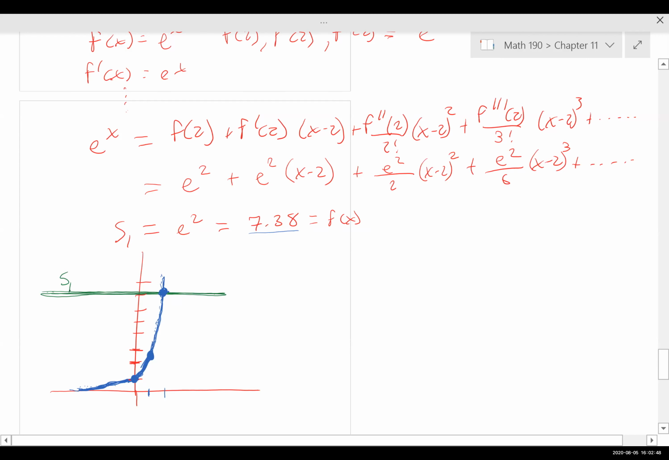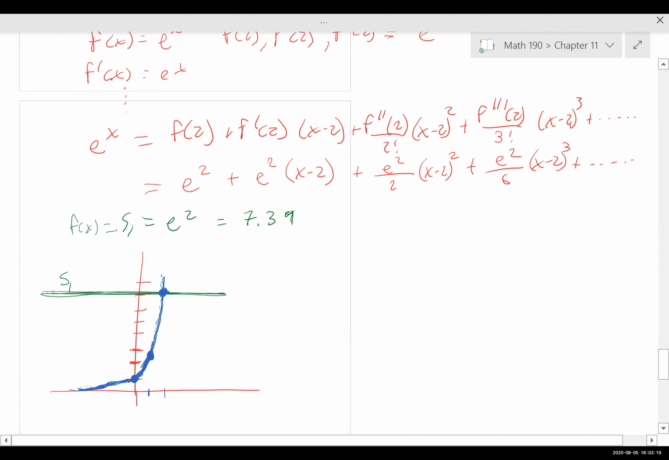So this was S sub 1. S sub 1 is equal to e squared, which is equal to 7 point, what do we say it was? 7.39, we'll call it 7.39. Boom, right there. So f of x is equal to S sub 1, which is just that guy.